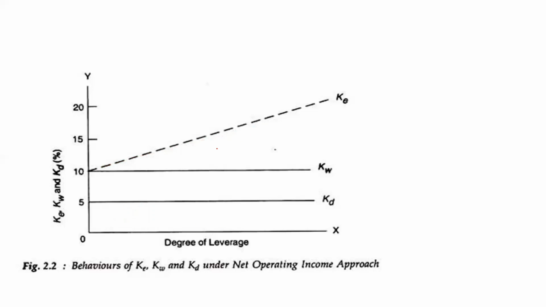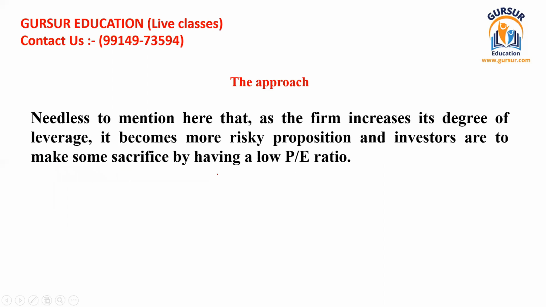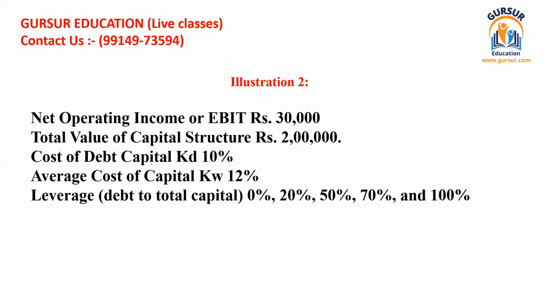So you are not in the position of gaining if you are using more and more degree of leverage. So under this approach, the most significant assumption is that the overall cost of capital is always constant irrespective of degree of leverage. So the segregation of debt and equity is not important here, but the market capitalizes the value of firm as a whole. So we have to take one example, and after that you can get to know more idea of that. One practical was solved by us for a net income approach, and this is going to be the second practical, and on the basis of these two practicals you can understand all the 4 theories.